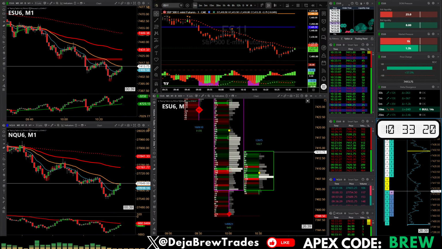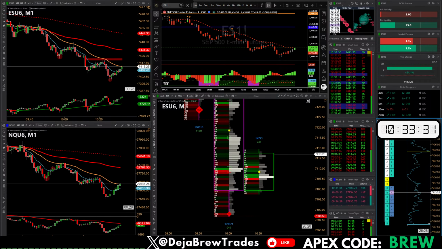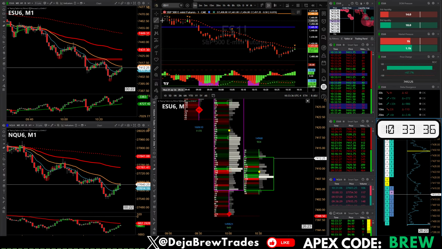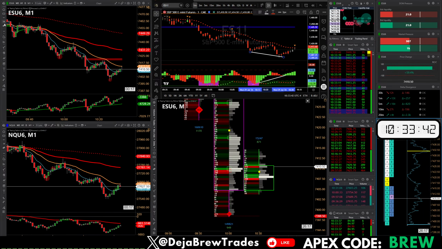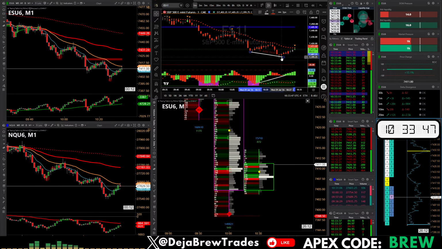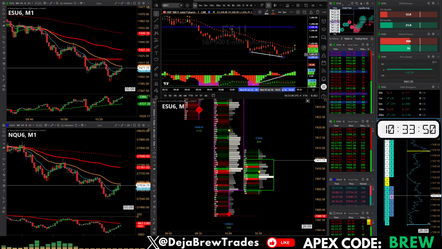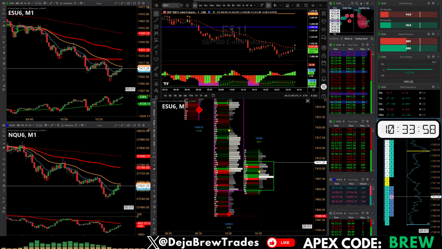We were talking about having a reason to look for that extension, right? Not just randomly knife catching. Look at what you see on the Momo, look at what you see on the Delta. You have a lower low on price, a higher low on Delta. You have a lower low on price and a higher low on momentum. So you have a bull div on both instances, momentum and Delta, and there are the single prints being filled in. They're not just being filled in randomly.